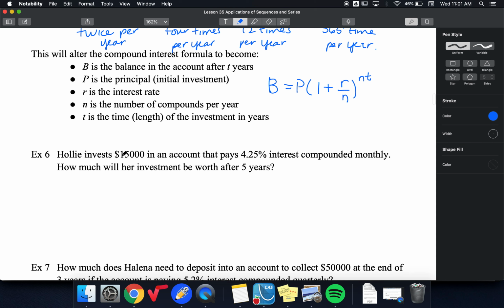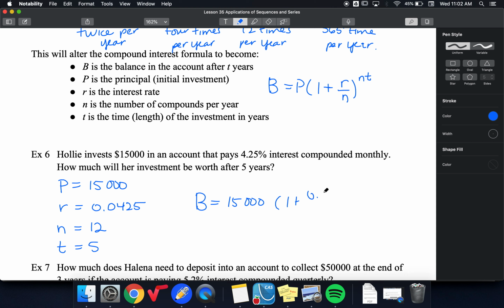So let's see what happens here. So Holly has $15,000 in an account. So her principal amount is $15,000. Our interest rate is 4.25% per year, but she's compounding monthly, so her number of compounds is 12. Her time is 5 years, so, compounding monthly, 12. So over the 5 years, her interest gets compounded 60 times. So her balance is going to be the 15,000 times 1 plus my 0.0425 divided by 12 raised to the 12 times 5.